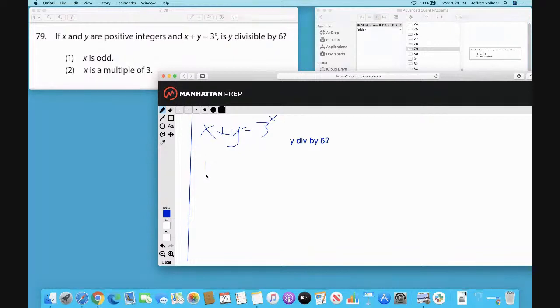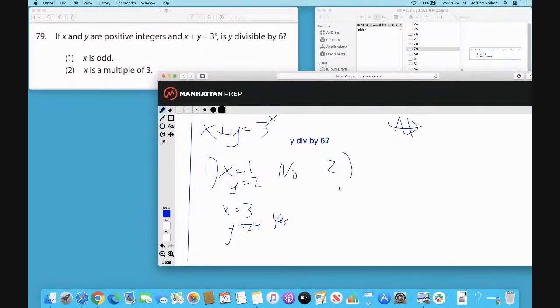Statement 1, X is odd. What if X is 1? If X is 1, then 3 to the X is 3, then Y would have to be 2. So the answer is no. What if X is 3? 3 to the third is 27. 3 plus 24. Y would have to be 24 there. And 24 is divisible by 6, so that's a yes. So answers A and D are out.